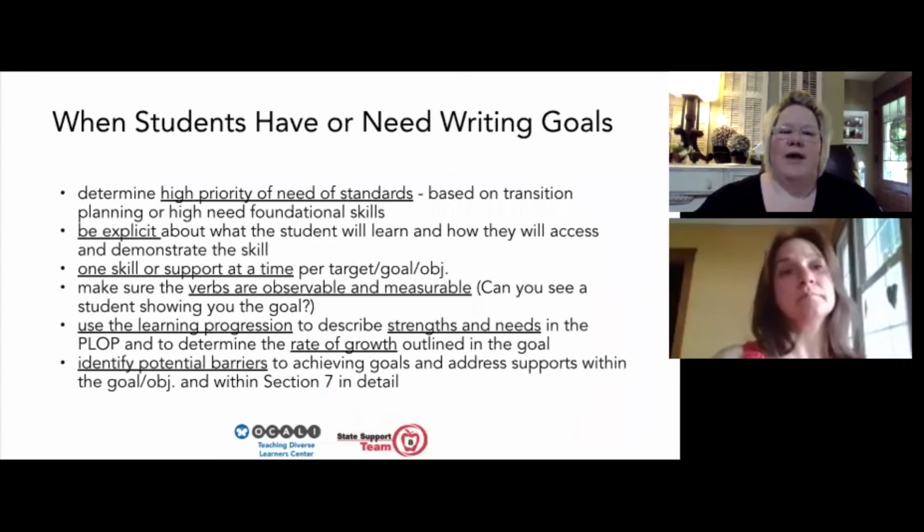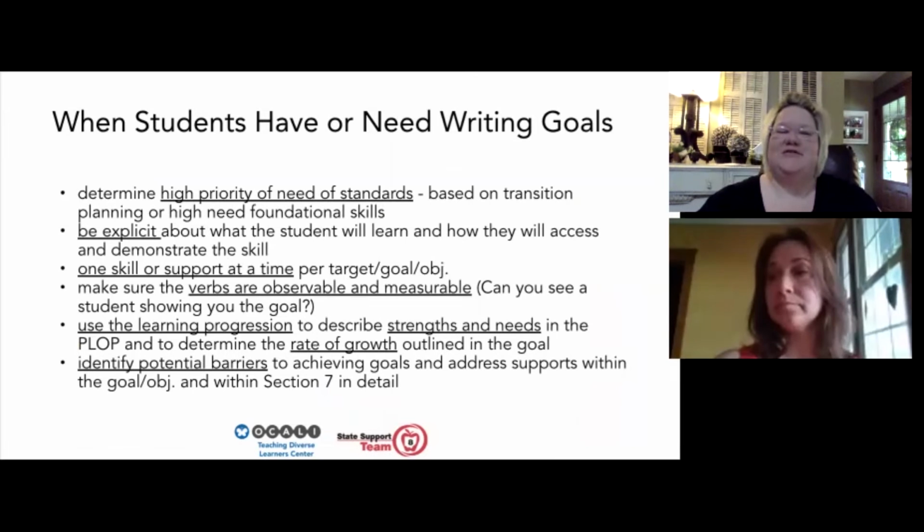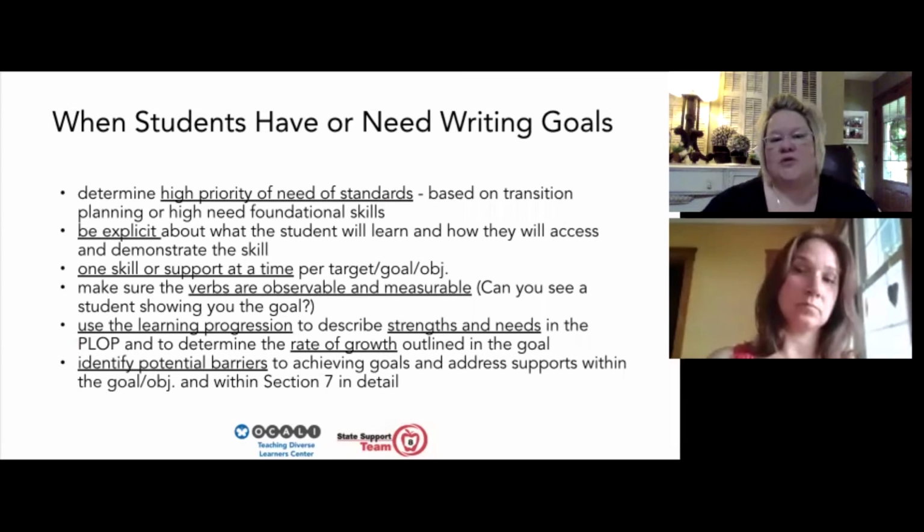So what about when students are having writing challenges and they really need to focus in on their writing, or they may have goals, or we need to write goals for them for writing? We need to be very specific about how we develop those goals. And so we put a couple of tips in here on how to write specific goals for writing.